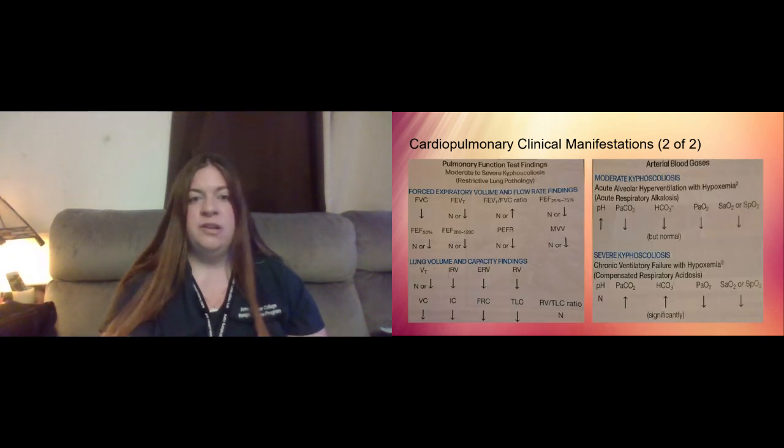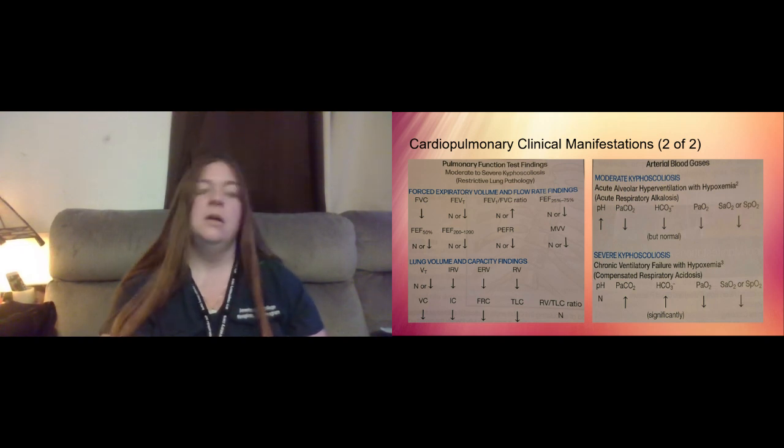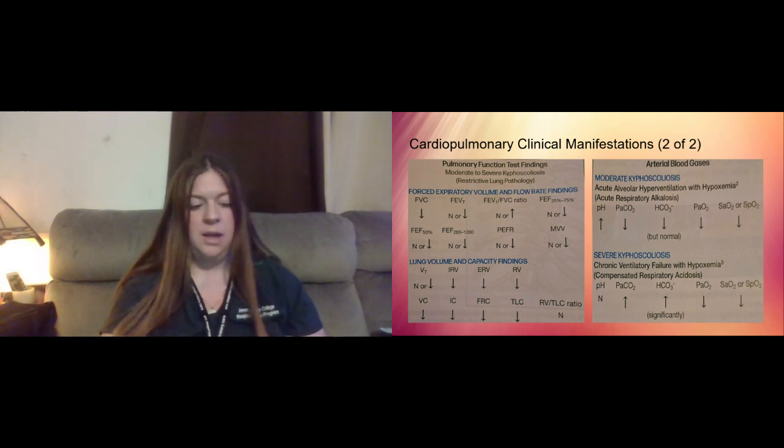In a pulmonary function test, some of the findings for moderate to severe kyphoscoliosis, for the forced expiratory volume and flow rate findings, we're going to see a decrease in the forced vital capacity, a normal or decreased forced expiratory volume in a specific time, a normal or increased FEV1/FVC ratio, a normal or decreased forced expiratory flow between 25% and 75% of forced vital capacity.